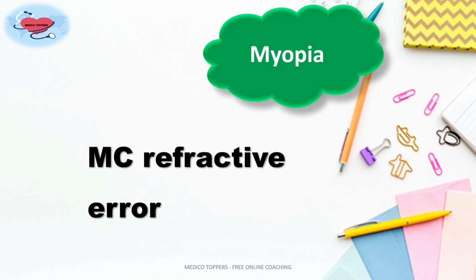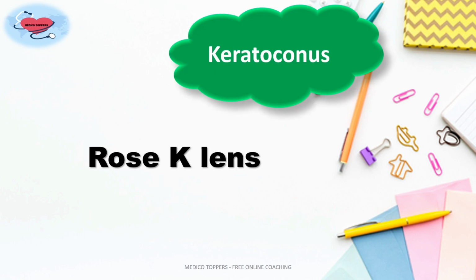The first one, most common refractive error. Most common refractive error is myopia. Next comes Rose K lens. Rose K lens is used for what? Rose K lens is used for correcting keratoconus. This is the specific type of contact lens which is used for correcting keratoconus.